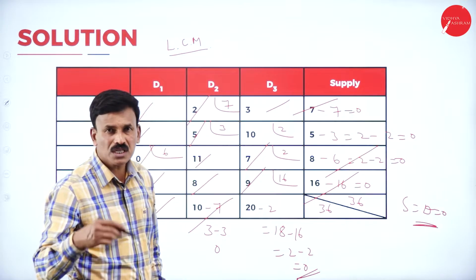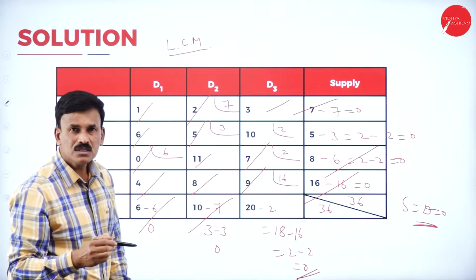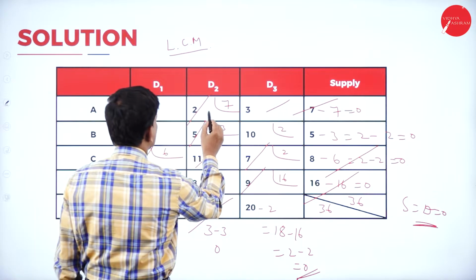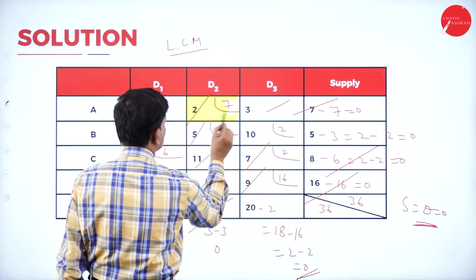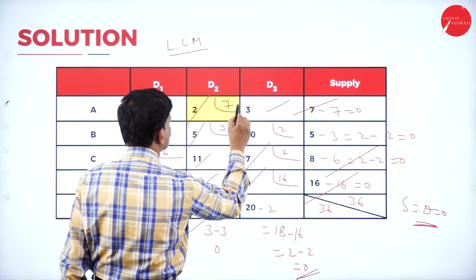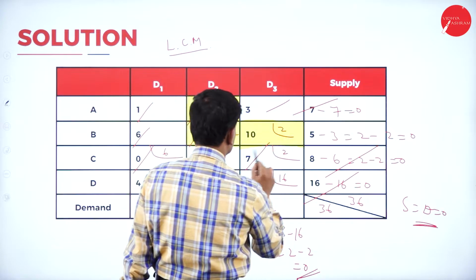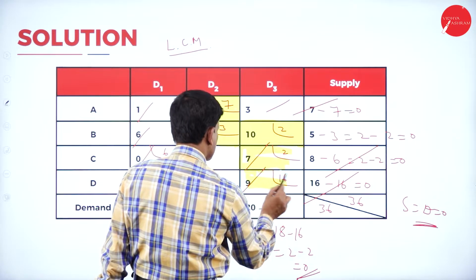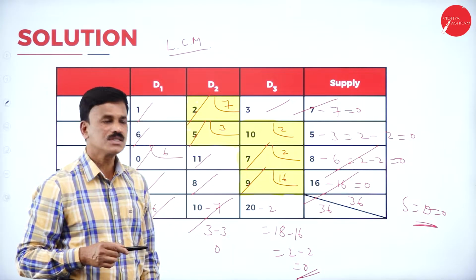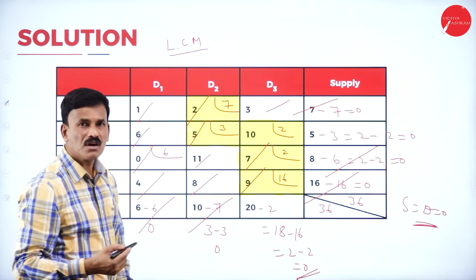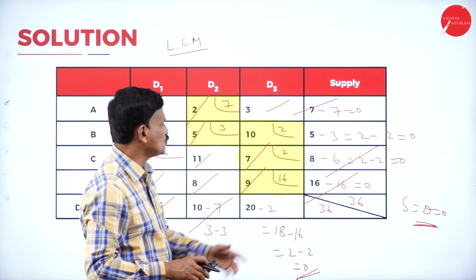Now, how to find the solution? As usual, what we did in the northwest corner method. Let me mark the solution points. So, here we have allocated, this is 1 point. Here we will get the solution at this 2 comma 7 plus 5 comma 3, then 10 comma 2, then 7 comma 2 and 9 comma 16, this entire region. That's it. 1, 2, 3, 4, 5 points. This is the solution region. Now, therefore, the cost of the transportation is 2 into 7 plus 5 into 3 plus 10 into 2 plus 7 into 2 plus 9 into 16.